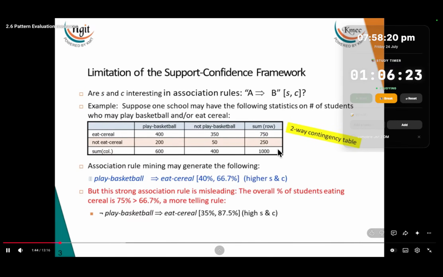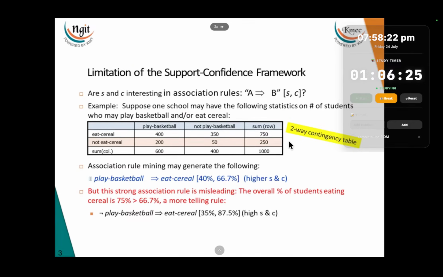So how do we calculate this interestingness measure? As we have discussed, we have support and confidence, but are support and confidence enough for us to know whether they give the correct association rules or pattern rules? So let us see this. Actually, support and confidence are used to derive the association rules. For example, let us consider this example, which consists of a data set of students who were playing basketball and eating cereals.